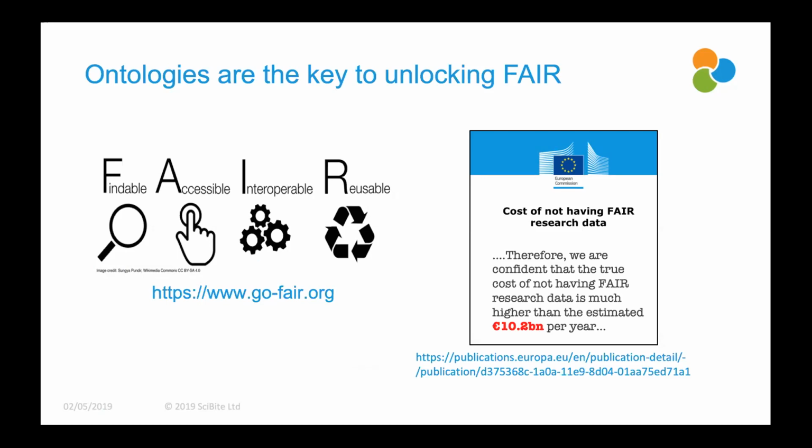So FAIR is about making data findable, accessible, interoperable and reusable, all of which ontologies play into. So if you're able to annotate your data with ontologies and standards, you're well on your way to making that data FAIR.